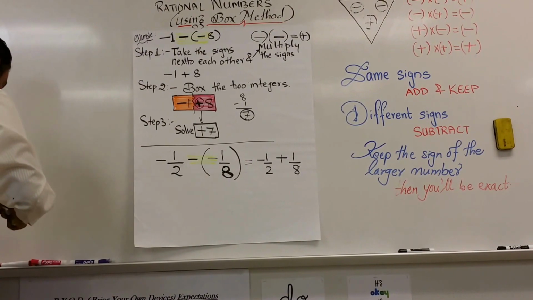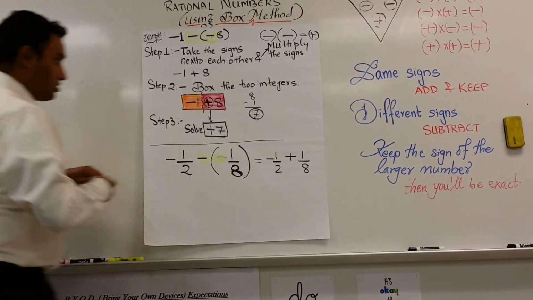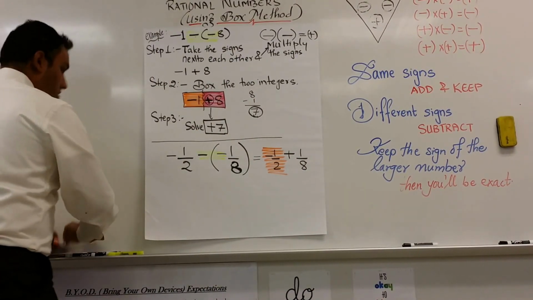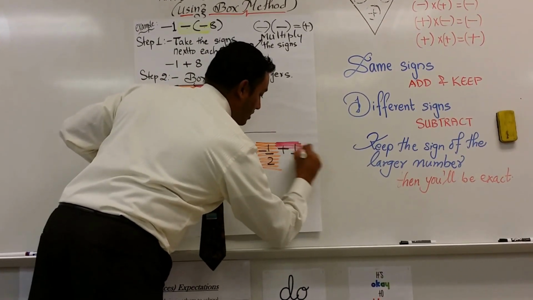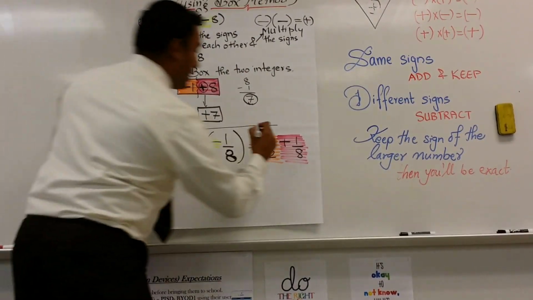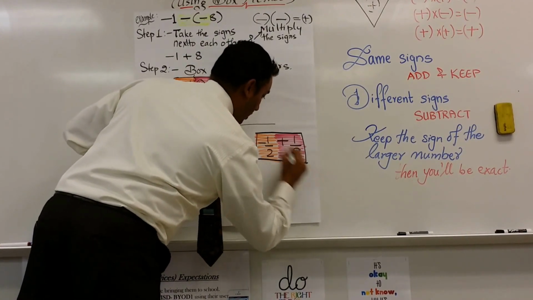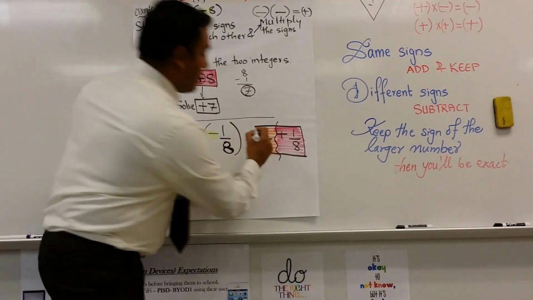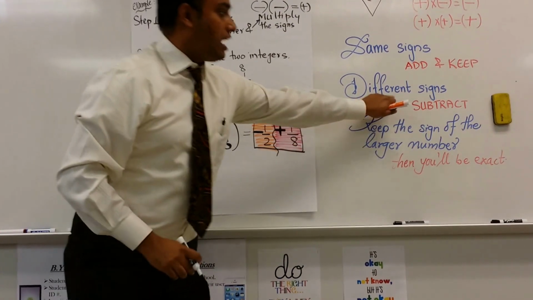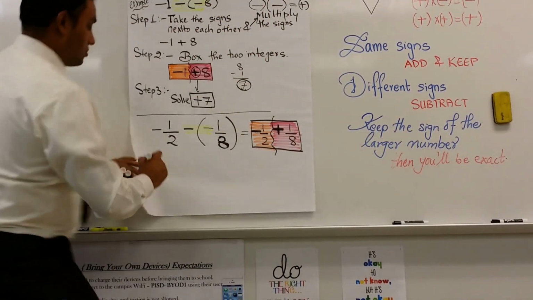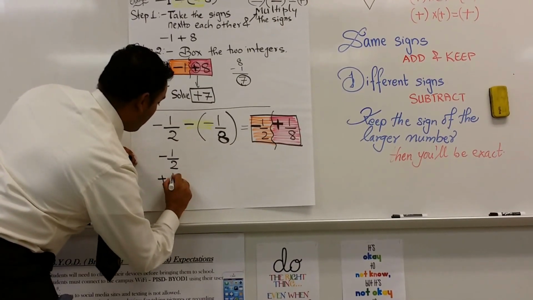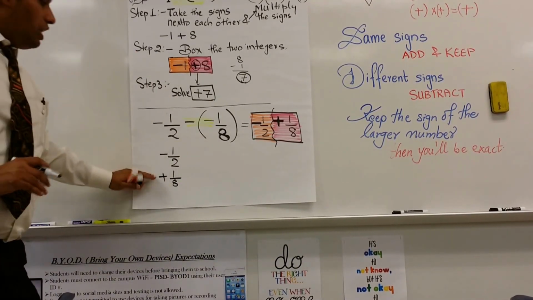It is negative 1/2 and positive 1/8. So I'm going to do the box again, so you understand this. The first box is right here, and the second box is this right here. The first box has negative 1/2, and the second box has positive 1/8. So look at the sign. The sign says negative, and look at this sign. This sign says positive. Those are different signs. Different signs subtract, keep the sign of the larger number. So it means I have to subtract these two, negative 1/2 and positive 1/8.